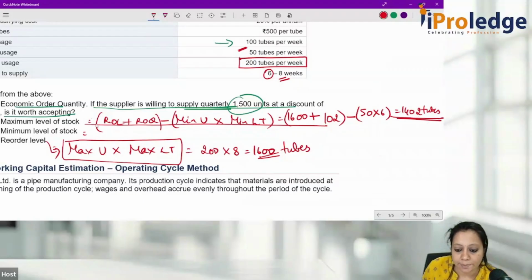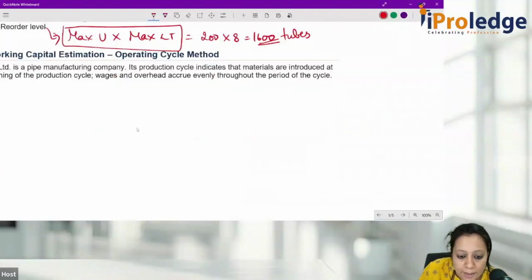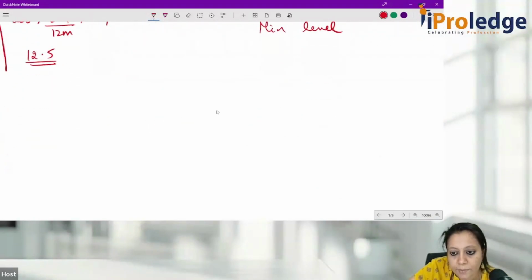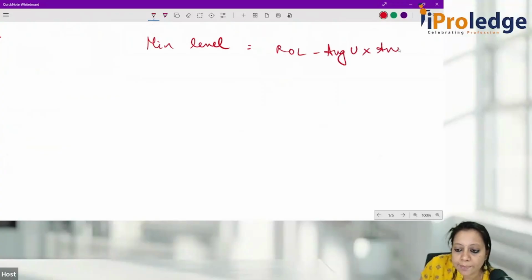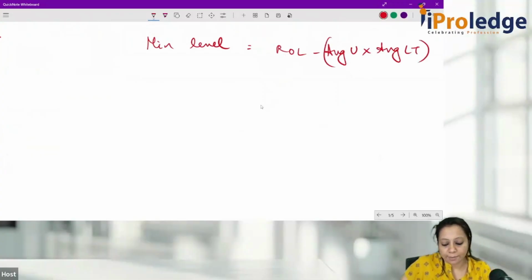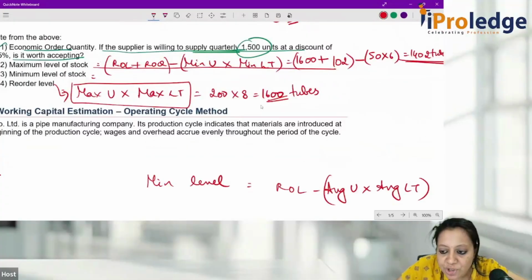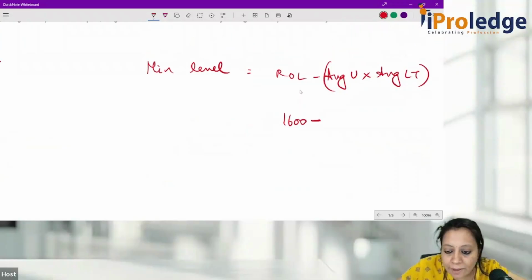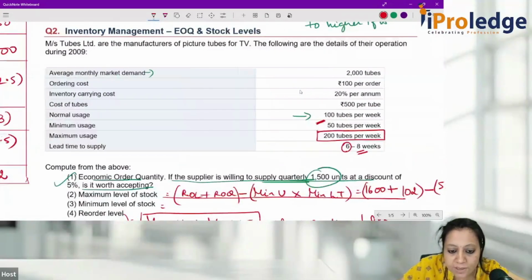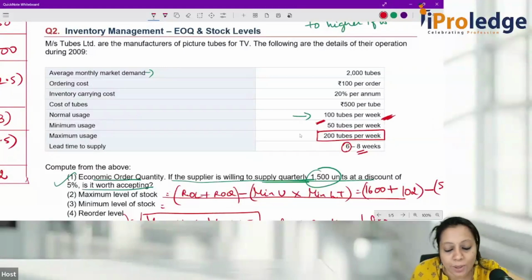Now let us do minimum level. I will do it below. Minimum level is equal to ROL minus average usage into average lead time. Average usage and normal usage are all one and the same only. ROL is how much? 1600. Just now we calculated. Minus average usage is the same as normal usage. How much is normal usage? 100. We took it for EOQ calculation.